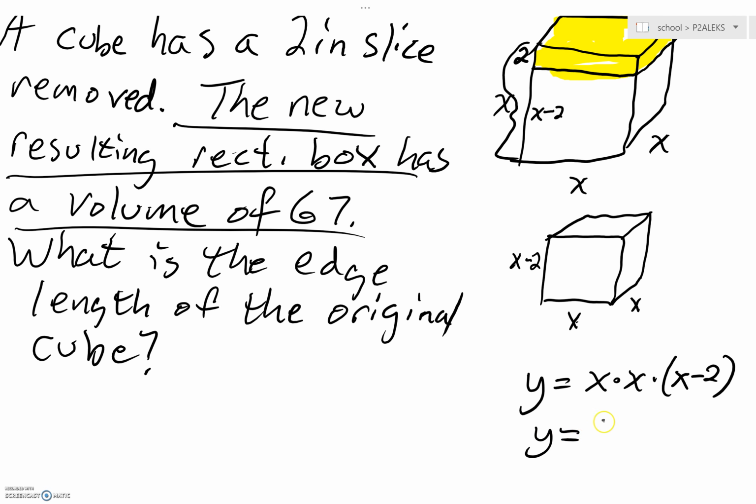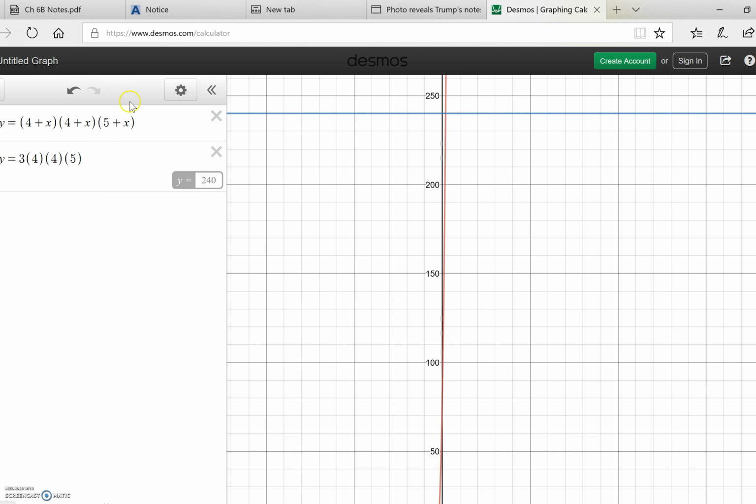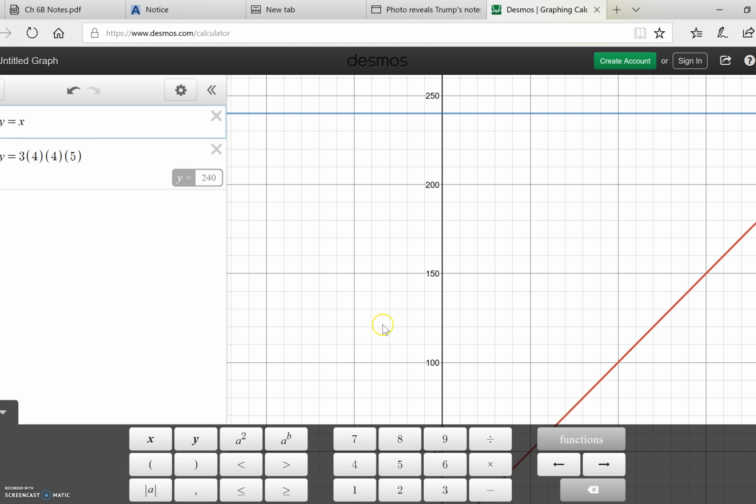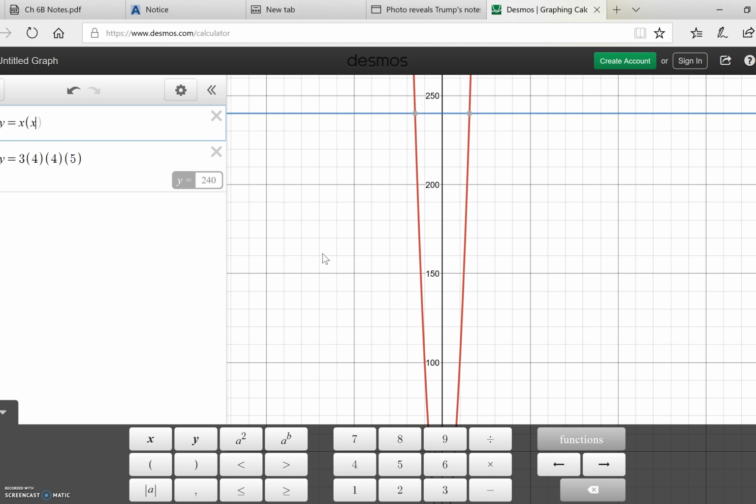So I'll have y is equal to 67. I'd like to solve for what the edge of the original cube was. I'm trying to solve for x. I think you guys get what we're going to do right now, I hope. We're going to type both of these equations into Desmos. So let's do that. We're going to see that coming over here. We'll just delete this. We'll say it's x times x. You can put some parentheses in here.